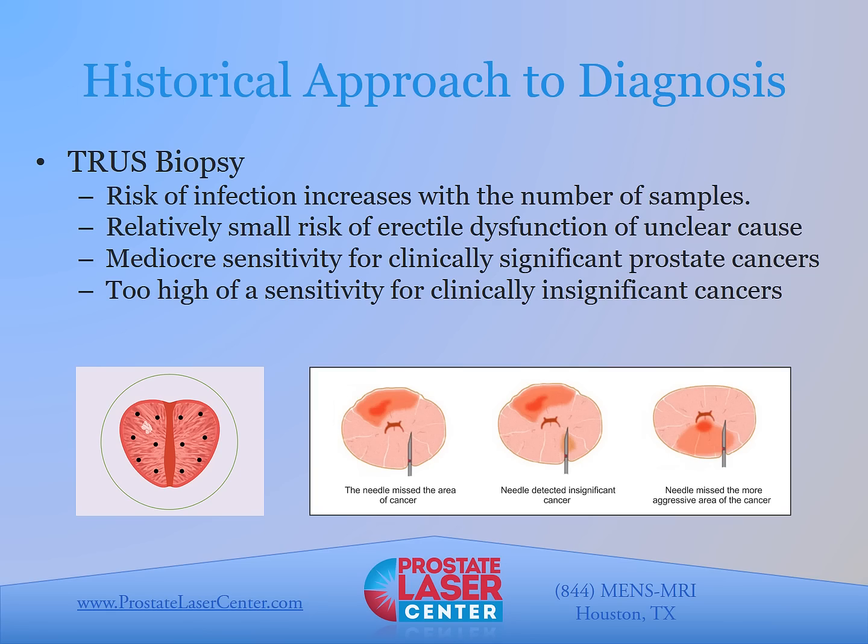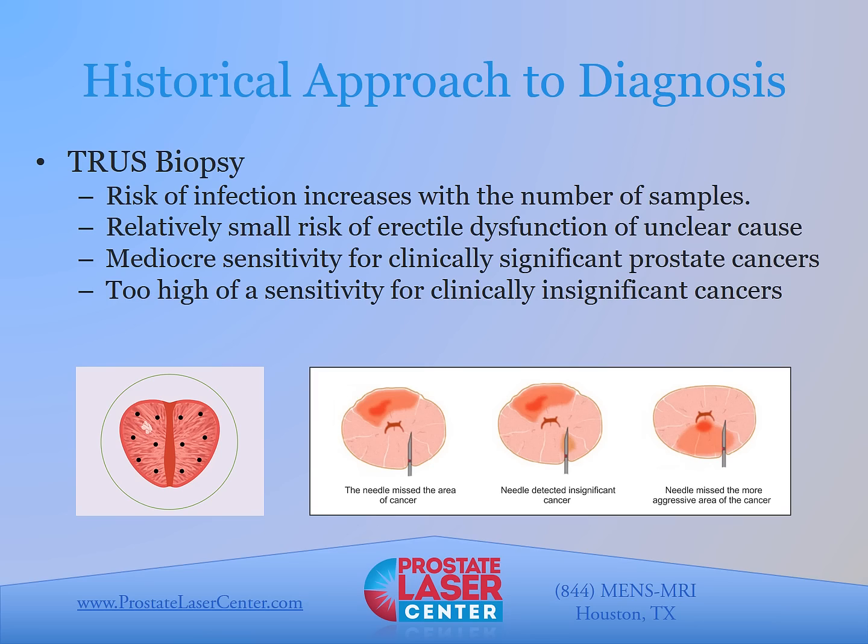Also, there's only a mediocre sensitivity for clinically significant prostate cancers, as well as too high of a sensitivity for clinically insignificant prostate cancers, which can result in overtreatment. Here we see an example of a segmental or truss biopsy that, despite the 12 samples, completely misses this tumor right there due to sampling error.